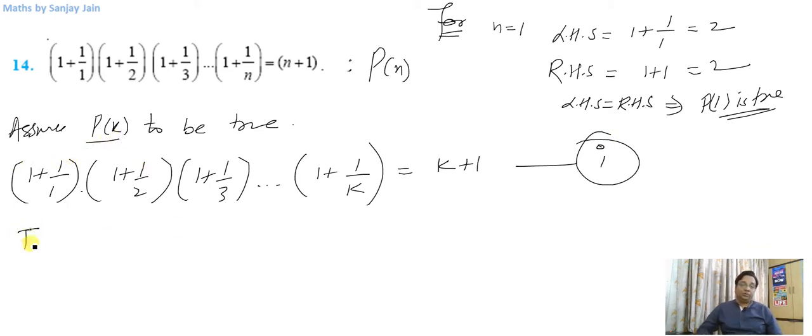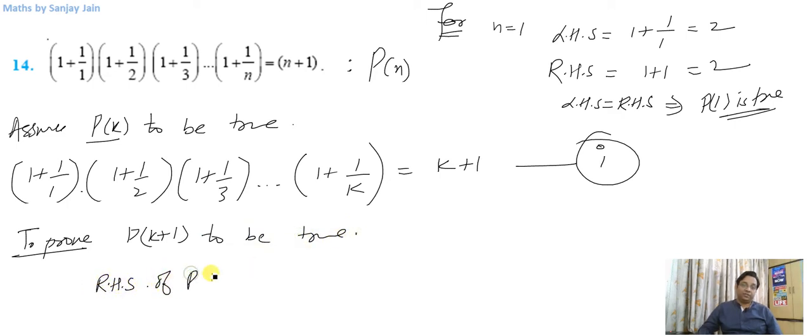Now to prove P of k plus 1 to be true, the right hand side of P of k plus 1 that I will require will be, if I replace this k with k plus 1, so it will become k plus 1 plus 1, so k plus 2. This is the right hand side that I will require. And how do I get it?